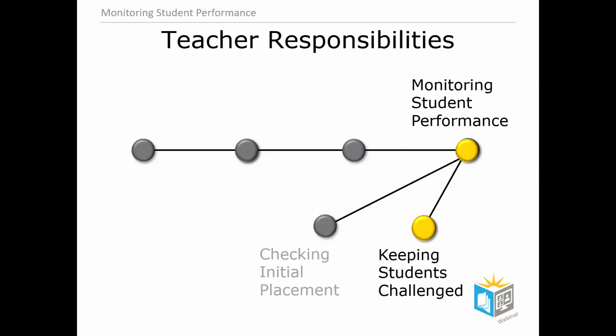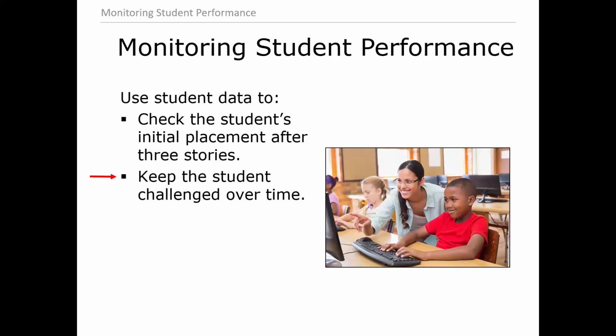After the students pass the first few stories, you do something that's called checking initial placement. You can see on my slide, it's this grayed out item that's listed. We do have a webinar on checking initial placement, and a recorded one is available on our website. That is what happens when we monitor student performance very early on in them beginning to use it. So typically checking placement happens after about 3 stories, and keeping students challenged is then the rest of the year.